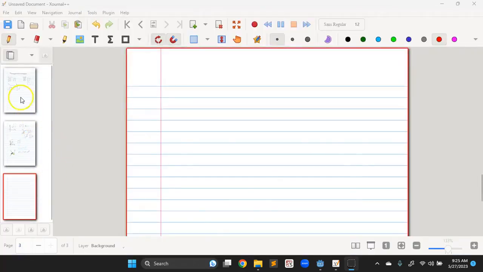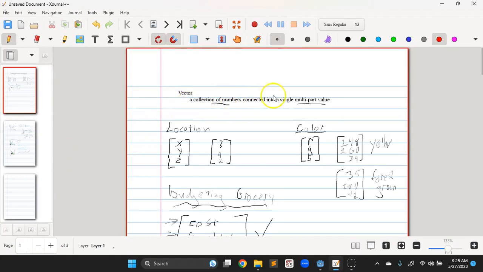So in the last video, we talked about what vectors are. It's a collection of numbers in a single multi-part value. That's very generalized from the formal mathematical definition. If you're serious about game development, eventually you're going to want to take some linear algebra courses and learn about the math you're doing in detail, all the theories and stuff. But for us just starting off, we just need to know the basic idea of what it is.